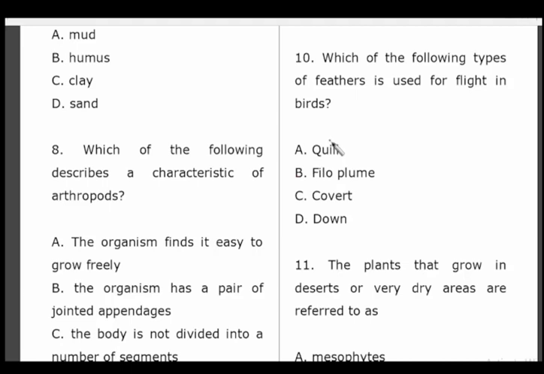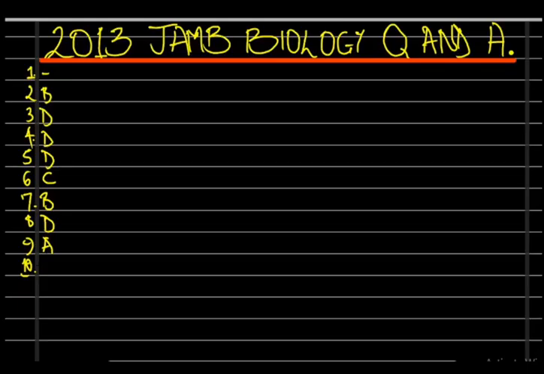We have other types of feathers, like I said earlier on. We have the contour feather that is responsible for protection. We have the down feather or the phyloplume, as well as the semiplume. Those ones are responsible for insulation of the body of the organism. So that makes the answer to our question 10 to be the quill feather. That is the flight feather in the birds. So question 10 is option A.